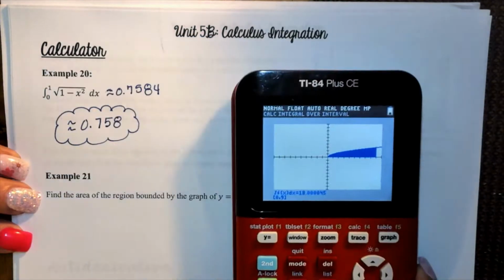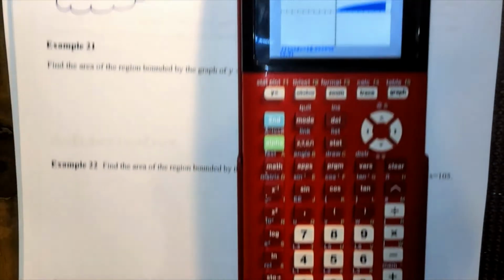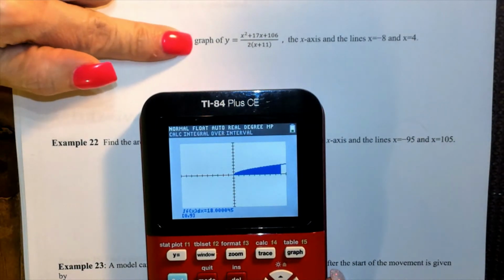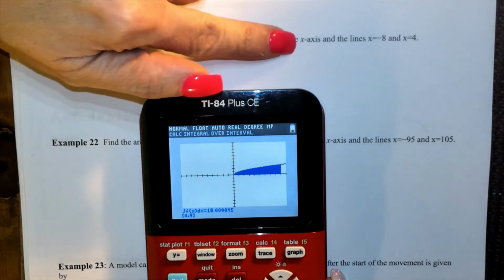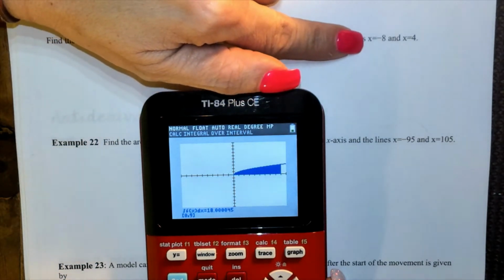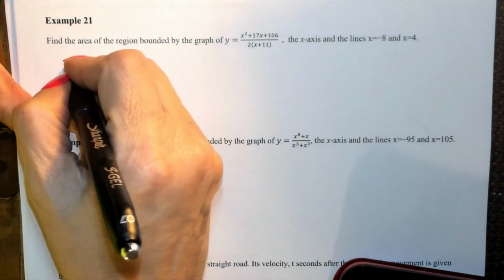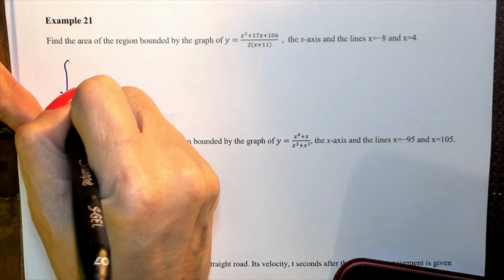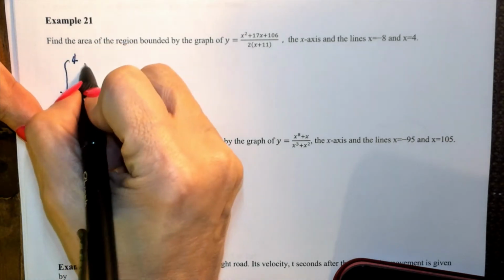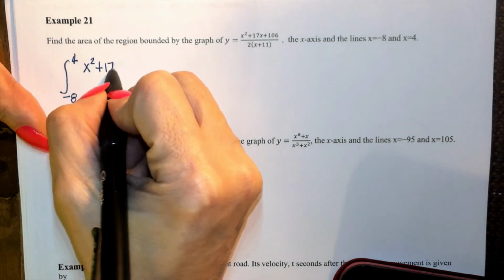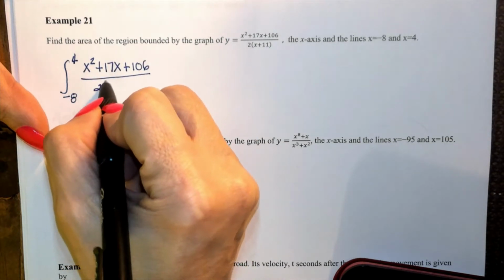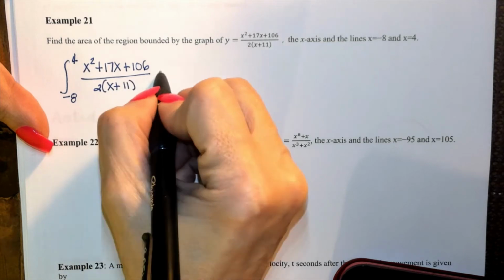All right. I know you're already thinking, oh my goodness, this is so much easier than what she was doing earlier. Okay. Find the area of the region bounded by the graph of this, the x-axis, and the lines x equals -8 and x equals 4. So that means we're taking the integral from -8 to 4 of x squared plus 17x plus 106 over 2 times x plus 11 dx.